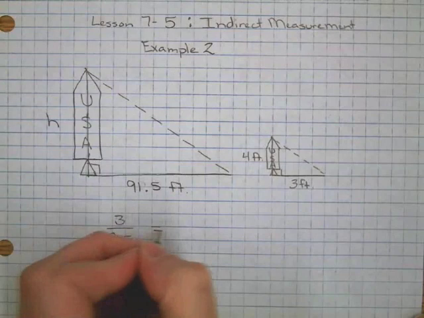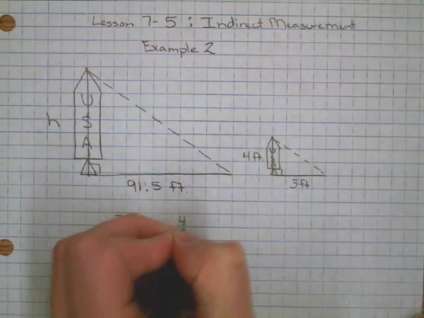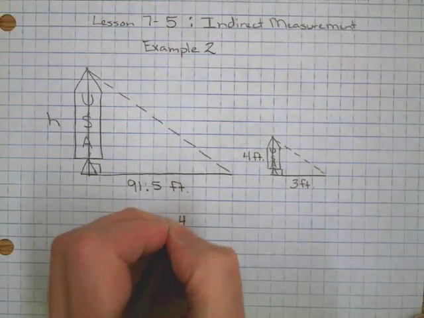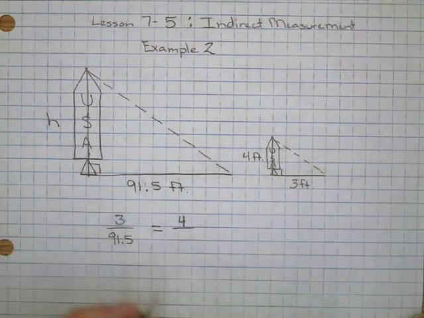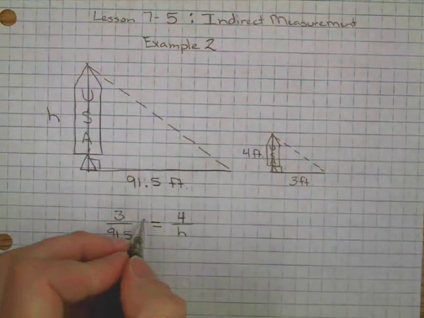Now I can create a proportion from that. I can compare the heights as a ratio too. And I know that the height of my model rocket here is 4 feet. But what I don't know and what I'm trying to find out is the height of the rocket, h. So I can use this proportion to determine what the height of that rocket is. And with these numbers here, I'm going to use cross products.